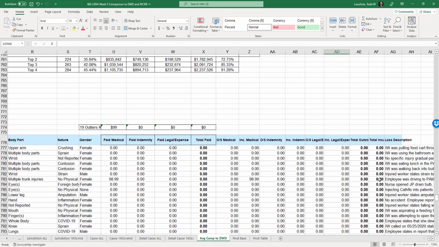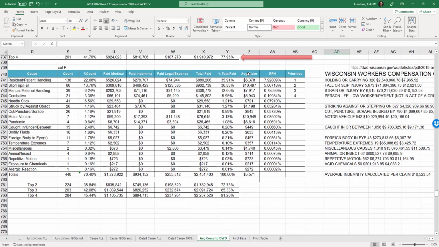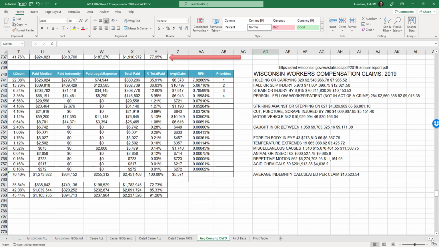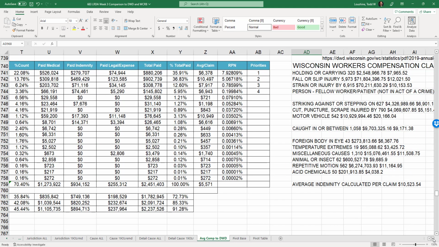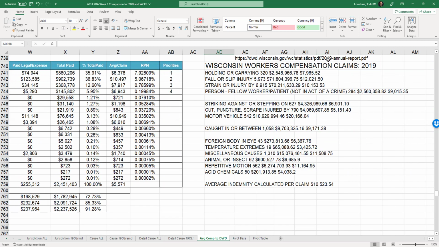So I can now compare our average claim to what the state had listed on their DWD site. Let me zoom it in a little bit more. I get worried because it jumps around so much. And this is where you get it from, but I'm going to show you anyway.